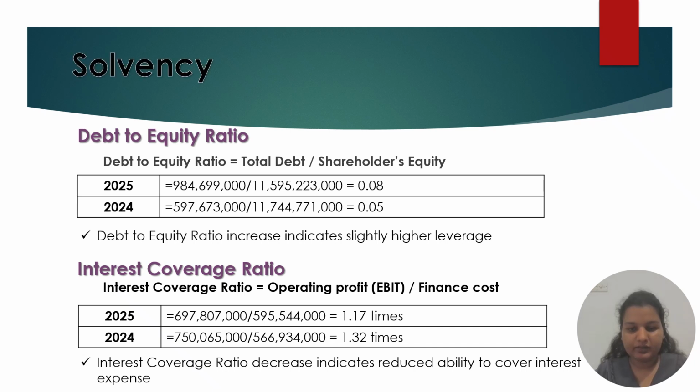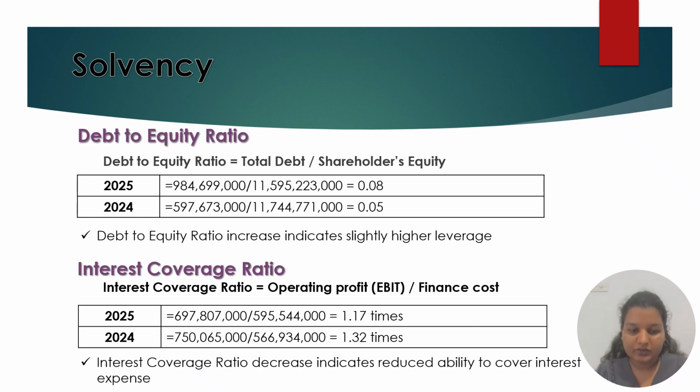Next one is solvency. Under solvency, the first ratio is debt to equity ratio. The debt to equity ratio is calculated as total debt divided by shareholders' equity. 2025 debt to equity ratio is 0.08. 2024 0.05. Debt to equity ratio increase indicates slightly higher leverage compared to the previous year.